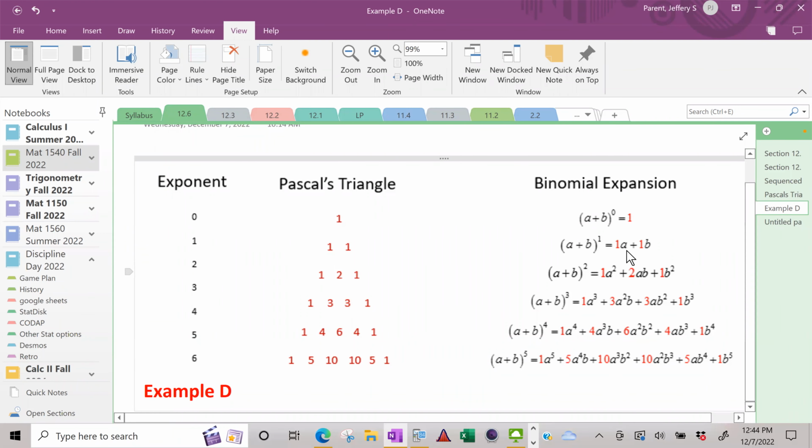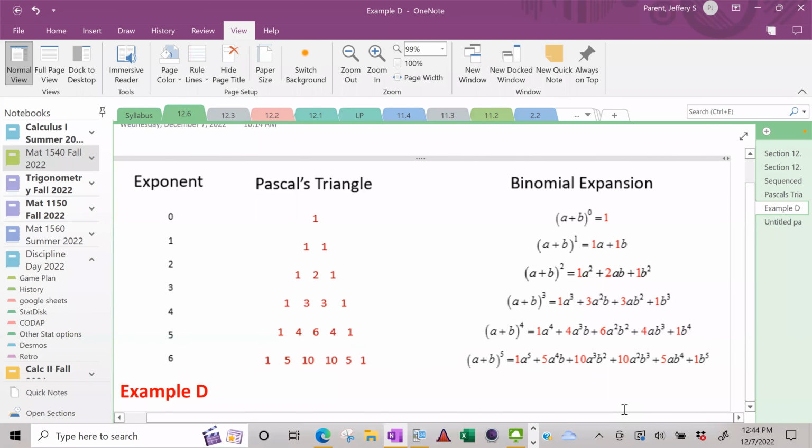So the coefficients here for a plus b to the first power are 1 and 1. Oh, we got 1 and 1 there. 1, 2 and 1, 1, 2 and 1, 1, 3, 3, 1, etc. So there's a nice correspondence between these coefficients. And this is going to lead to a nice shortcut in expanding these binomials.